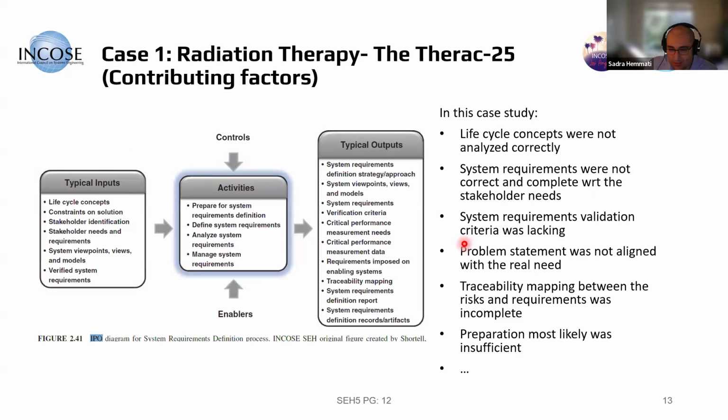But definitely they didn't use SC practices properly. In the system requirement definition, the validation criteria was lacking, probably traceability mapping between the risks and requirements was incomplete, because you don't have a correct and complete risk register, and if you don't have that, you cannot do a proper traceability mapping between something that doesn't exist with some requirements.